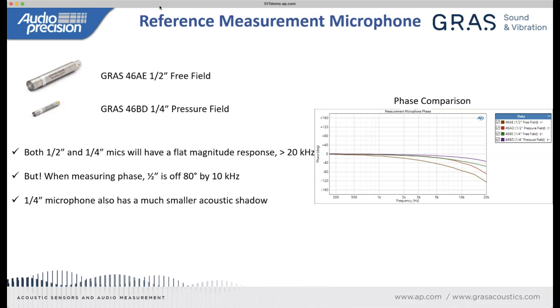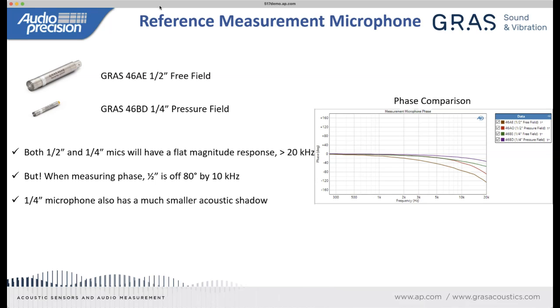Probably the most common measurement microphone in the world is a 1/2-inch free field microphone. And it certainly has many desirable characteristics. It certainly has a flat frequency response above 20 kilohertz. But particularly when we're interested in microphone arrays, that probably indicates that we're interested in the phase response of the microphone. And if we're going to refer to our measurement microphone, then we run into the issue that while a 1/2-inch microphone may have a flat magnitude response beyond 20 kilohertz, it does not have a flat phase response.